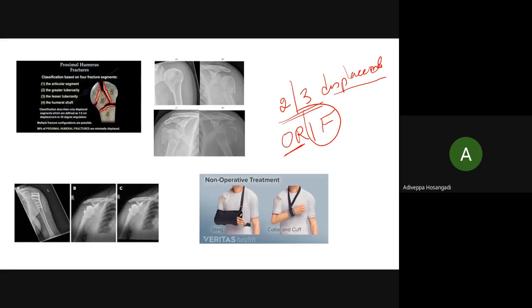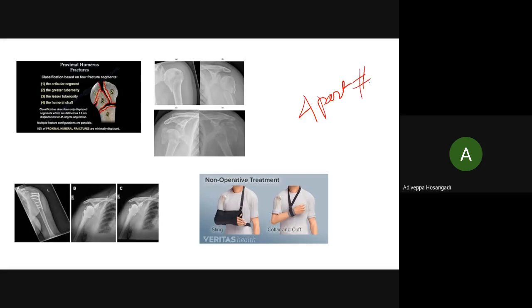So for a 2 or 3-part fracture that is displaced, you do open reduction internal fixation. Focus on this X-ray. This is one example of open reduction internal fixation with a plate. But when it comes to a 4-part fracture, the chances of this fragment going for AVN is very, very high.